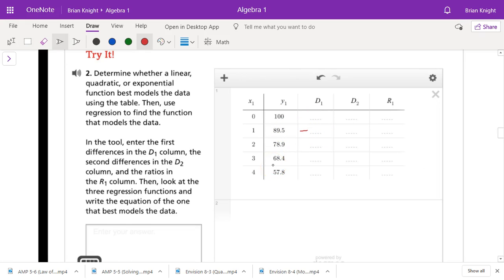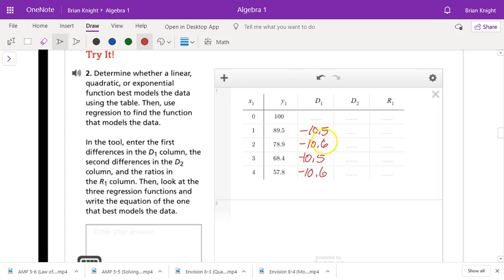89.5 minus 100, what is that? Negative 10.5. All right, 78.9 minus 89.5, what is that? This one minus the one above it. Negative 10.6. 68.4 minus 78.9. Negative 10.5. 57.8 minus 68.4. Negative 10.6.